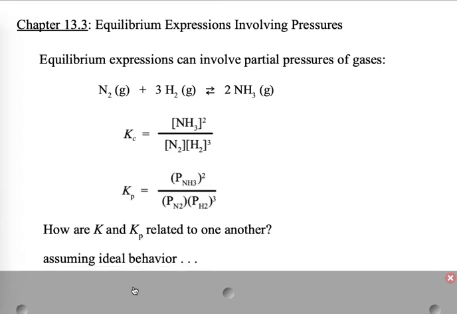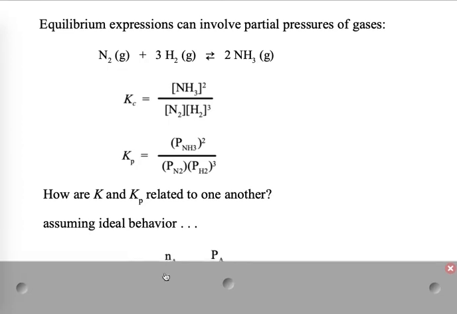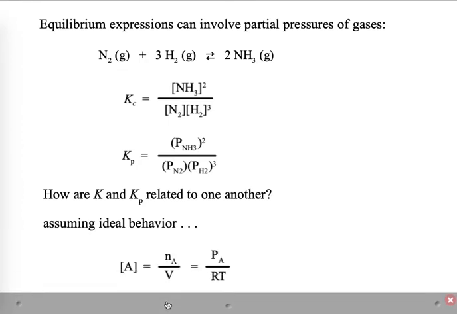Well, assuming ideal behavior, which is not a good assumption, but we're going to make it anyway, we know that the concentration of component A is equal to the moles of A divided by the volume. Well, rearranging the ideal gas law, that simply gives us the partial pressure of A divided by RT. So, let's do the derivation in which we calculate Kp as a function of Kc. Let's begin with a generic equation: a moles of A in the gas phase in equilibrium with b moles of B in the gas phase.